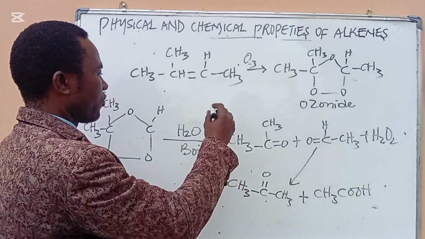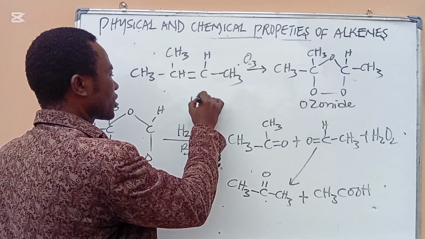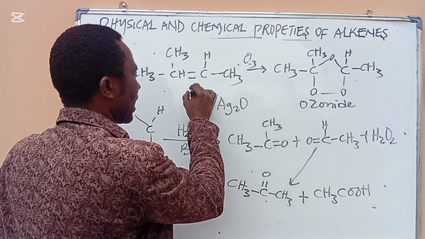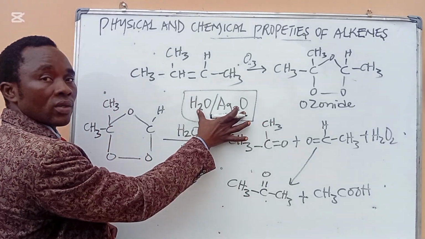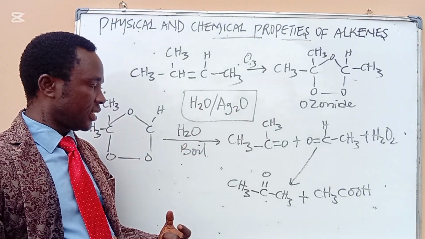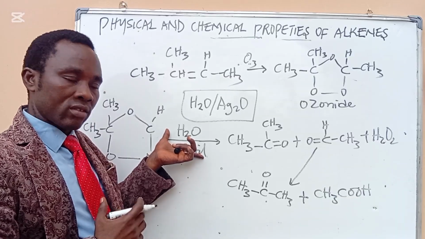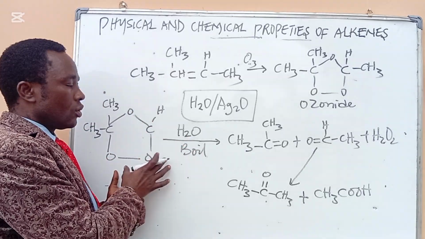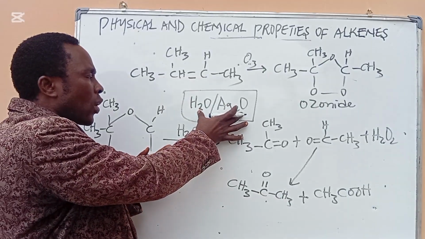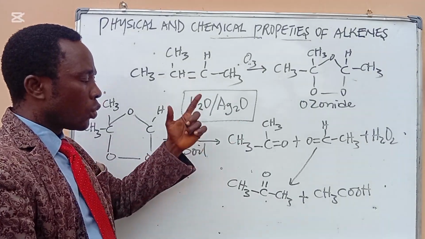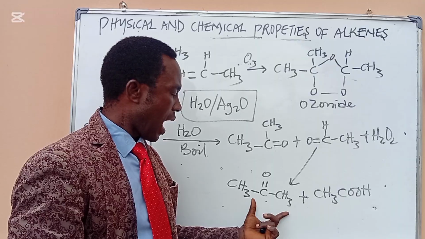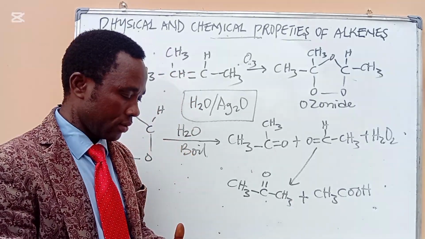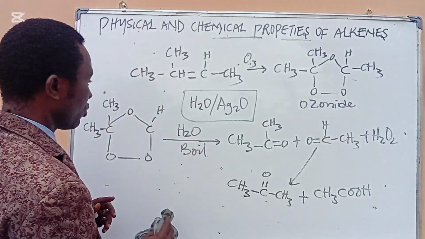Now, if we use moist silver oxide, we also do the same thing as boiling water. So the decomposition of an ozonide using boiling water and moist silver oxide will give you an alkanone and an alkanoic acid. So that is the first thing we need to know.